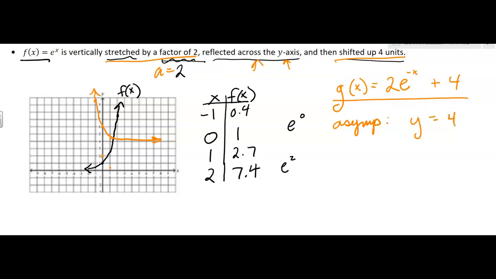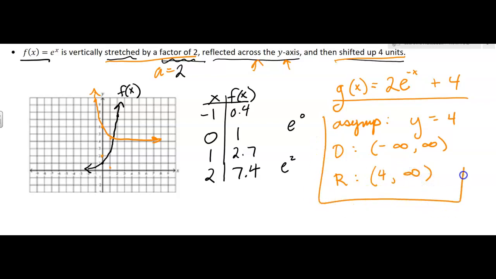And then they want to know the domain. The domain's going to be all real numbers. And then the range. Now the range is going to be different here. It's not actually going to touch 4, but it's going to go from 4 to infinity. And so that would be the information they were asking. They don't ask you to graph it. I tried to draw a graph there so you could see it. And you could make a table of values and do more with that if you wanted to.